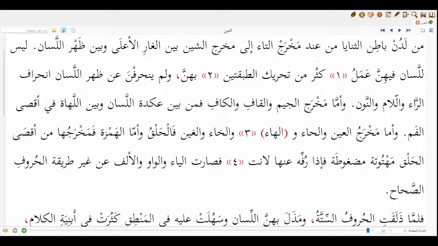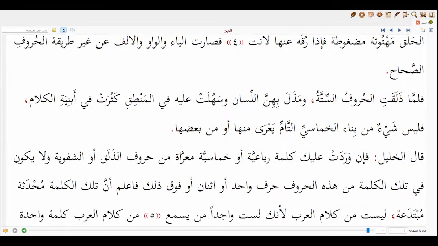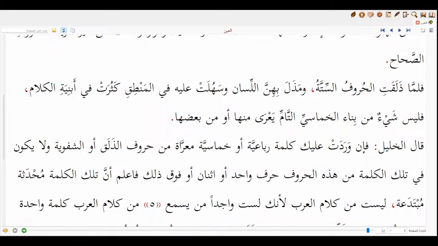And then he says فصارت الياء والواو والألف عن غير طريقة الحروف الصحاح. So the ya and waw and alif, they will not be classed as true letters or strong letters, rather they are weak letters. فلما ذلقت الحروف الستة ومذل بهن اللسان وسهلت عليه في المنطق كثرت في أبنية الكلام.